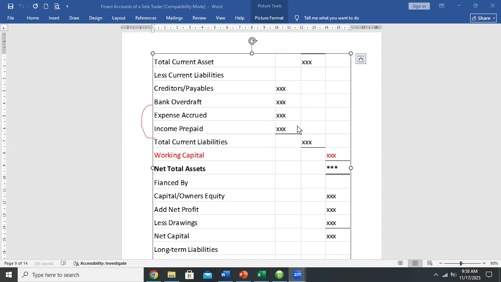Okay, so these are your current liabilities. You put them in, less from the current asset, get your working capital, and then add to the total fixed assets to get your net total assets.